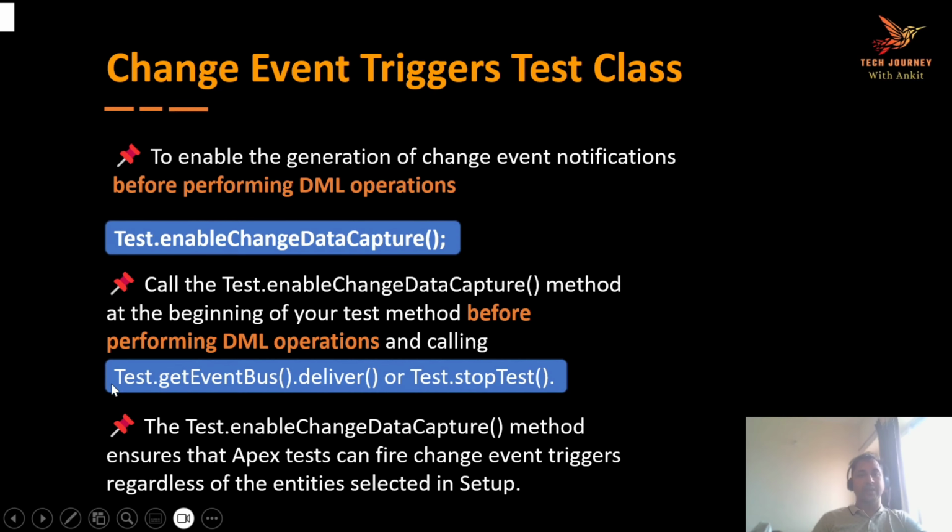can go and send the notification by using the Test.getEventBus().deliver method, or you can use the Test.stopTest method as well. By using either of these methods, you can send the notification. So first step, you have to enable the notification, and after that you have to send the notification by using either of these methods, getEventBus or Test.stopTest.